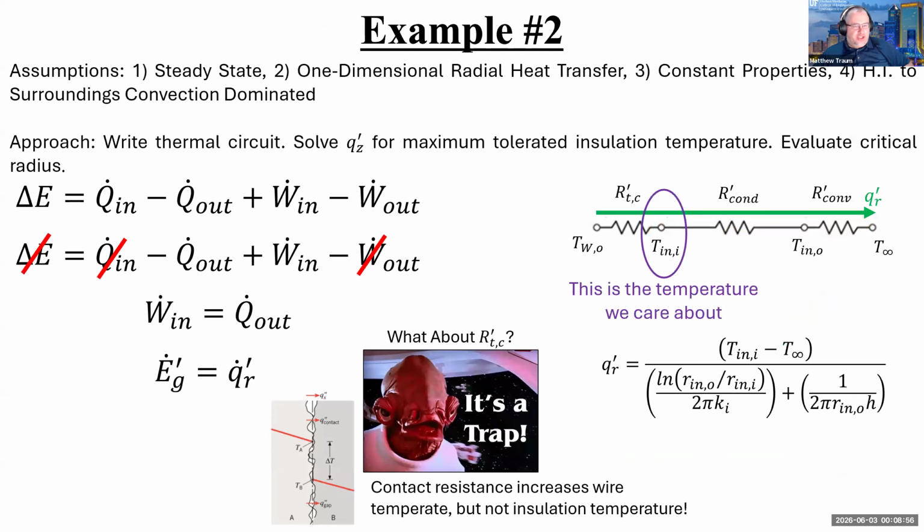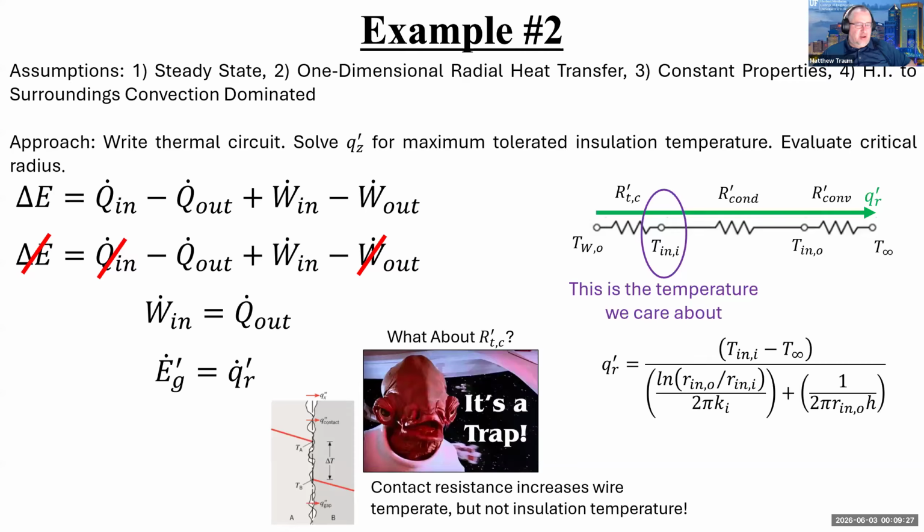Okay. So, oops, I did this in the reverse order. Sorry, I meant to describe this second, but I described it first. So we're going to make some assumptions. Everything is in steady state. We have one-dimensional radial heat transfer. All of my properties, things like k, are constant for all my materials. And then heat transfer to the surroundings is dominated by convection, so I don't have to worry about any radiation coming off of that surface, right? Just simplifies that boundary condition.